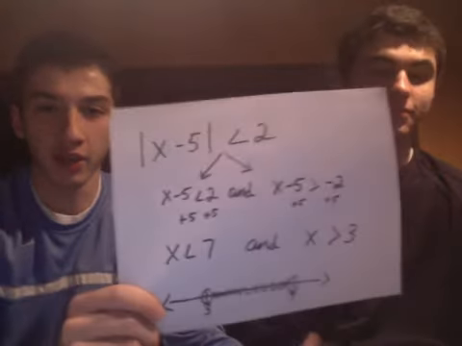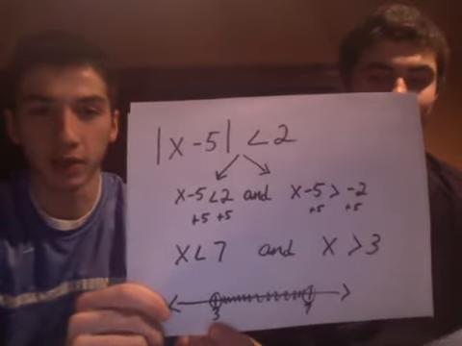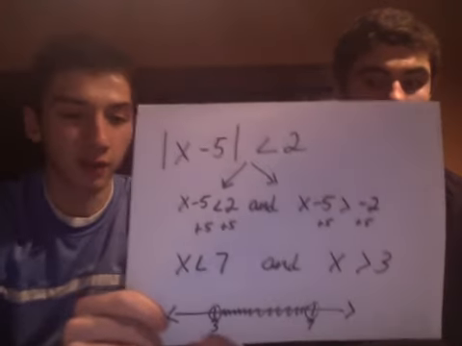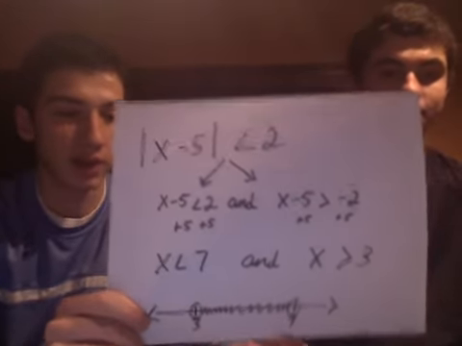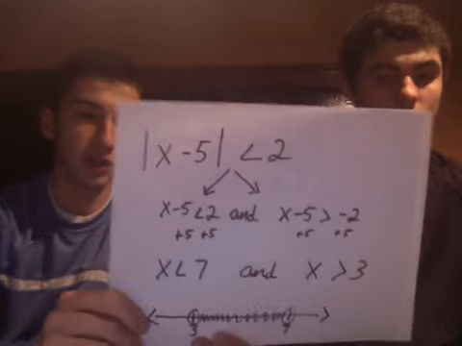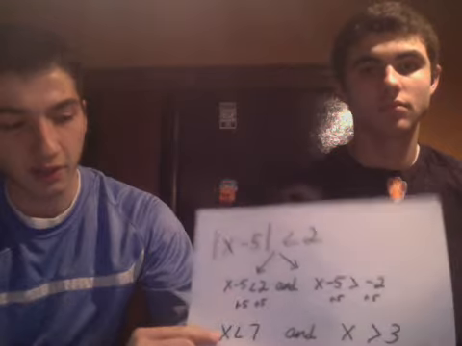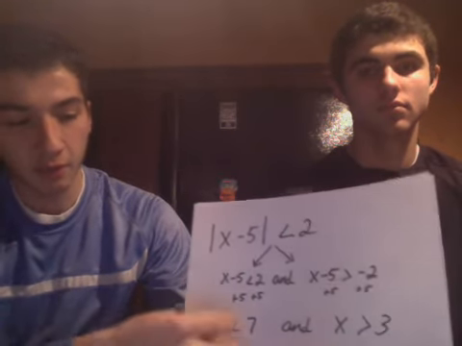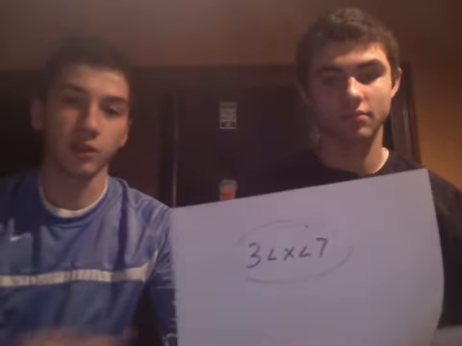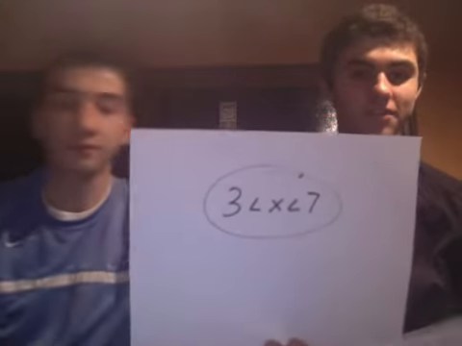Once you're done with that, you plot it on a number line. You use an open circle because you have a normal less than, no greater than or equal to. So you have 3 with an open circle and 7 with an open circle. Then you shade in the middle, because x is less than 7, so all numbers to the left, and x is greater than 3, so all numbers to the right. Your final answer will be 3 is less than x is less than 7.